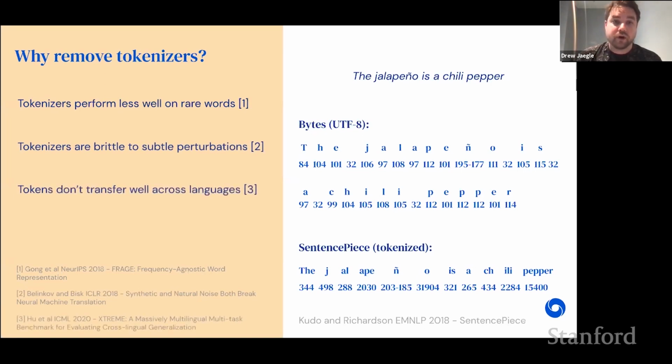So if you wanted to have a model that without any tuning could be used on many different languages at the same time, tokenizers are a blocker for this. So if we can get rid of them, it'll simplify the pipeline. It'll also make things less brittle, and then hopefully lead to more general models.